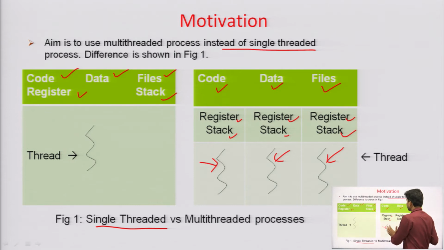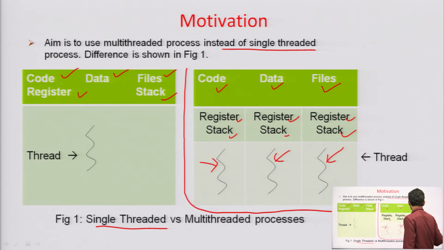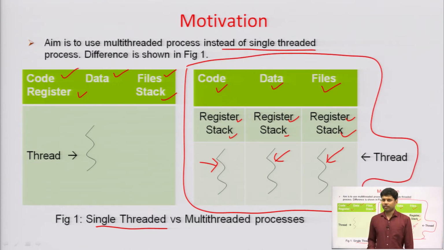But what is shared among all these three threads? Code, data and file. So this is a multi-threaded process, which supports n number of threads. Okay, so this is your multi-threaded process.